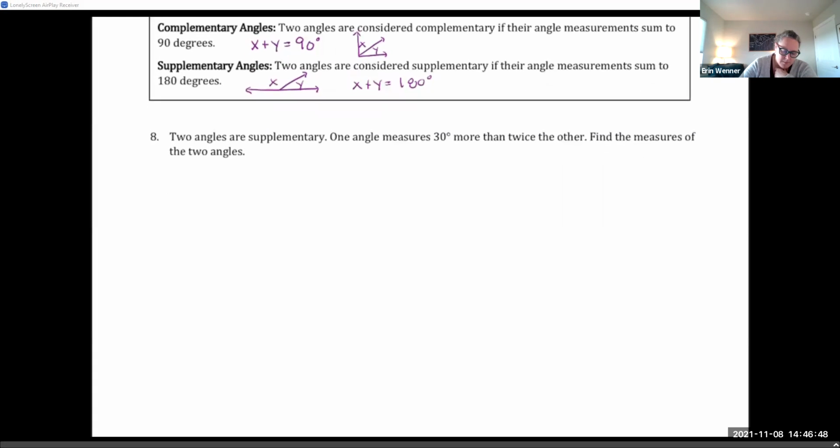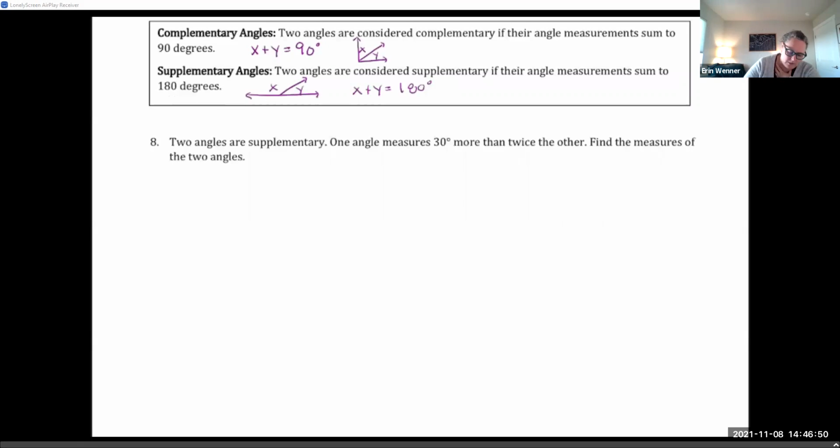So in number 8, it says two angles are supplementary. We're going to use this first statement, or this first sentence, to write our first relationship, which is that X plus Y equals 180. You don't really need the degree mark. But we're writing a system of equations to represent what they're saying here, and then we're going to solve the system.